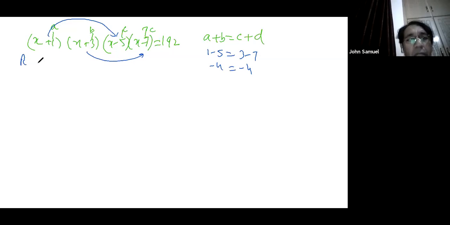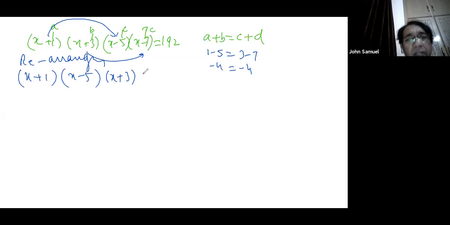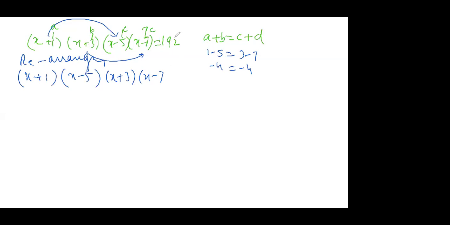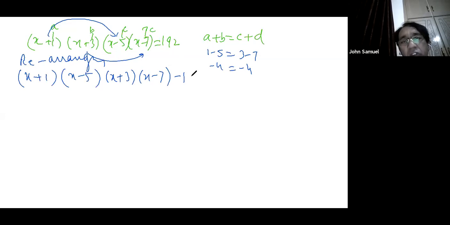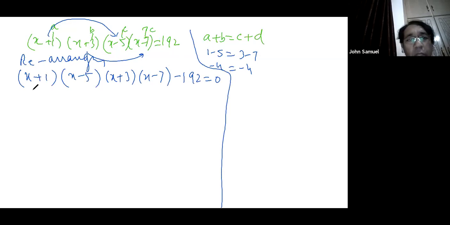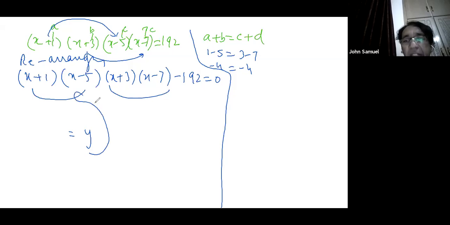Rearranging, we write x plus 1 and x minus 5, similarly x plus 3 and x minus 7, and then the constant 192 we can shift to the other side. Then we multiply these two, and this will make one factor. Then you will replace it by putting y, and when you replace this value here, you will get the answer. Very simple, very easy.